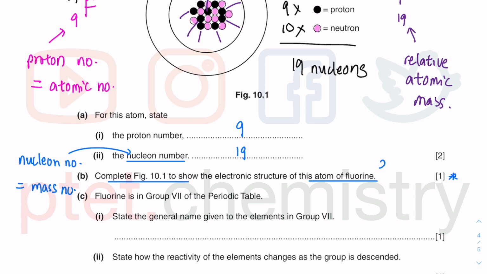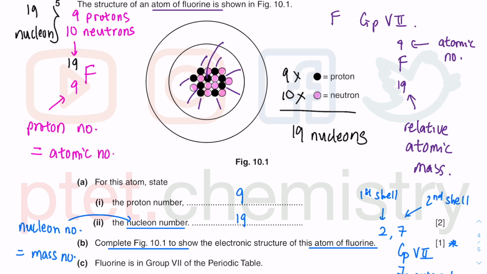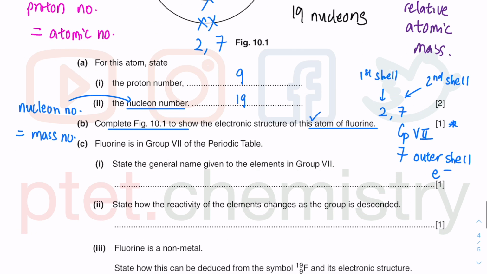Atom of fluorine, 2,7 electronic configuration. The first shell and then the second shell, and it is a second period element, and it is group 7, so therefore 7 outer shell electrons, or 7 electrons in the outer shell. So I can draw 2 in the first shell. Let me just remove all of these colorings here. So 2 electrons in the first shell, and then 7 electrons in the second shell. 2,7 electronic configuration to get the 1 mark there.